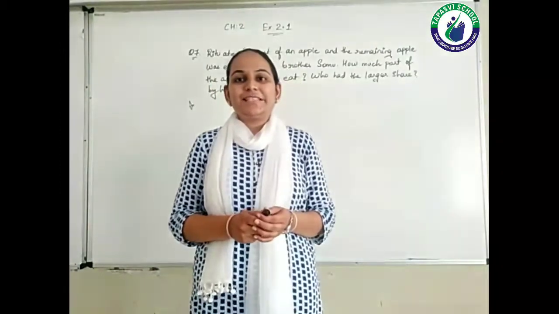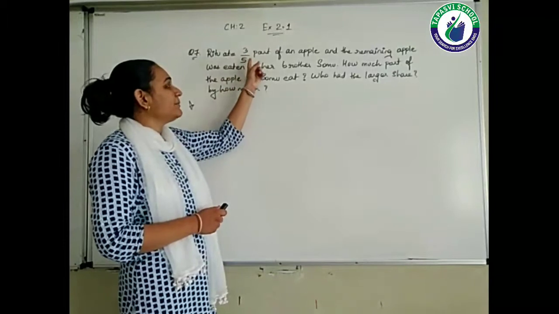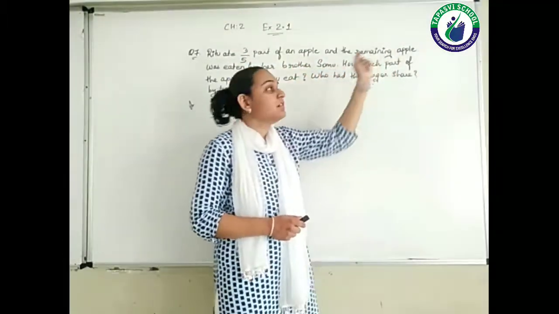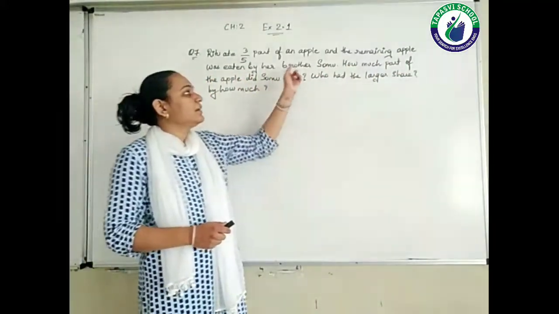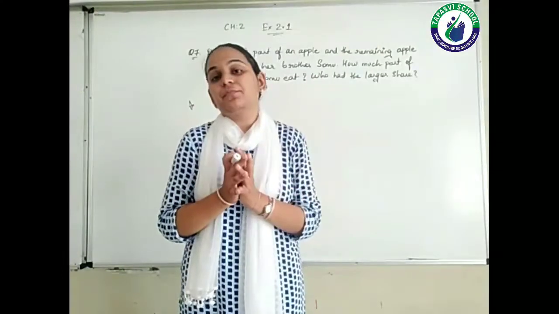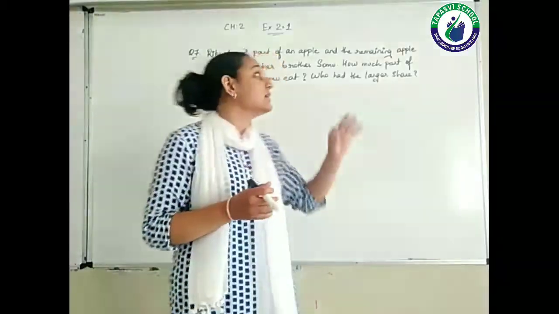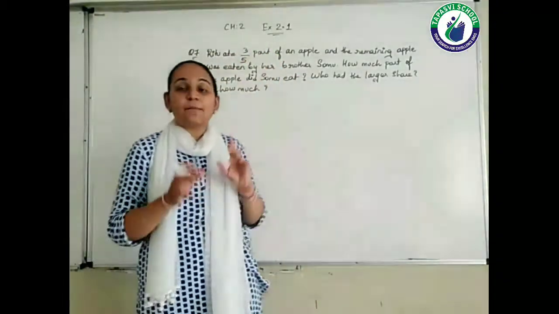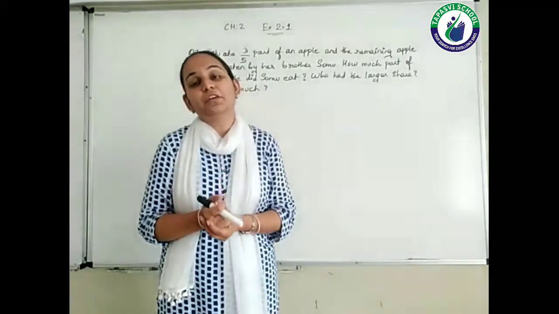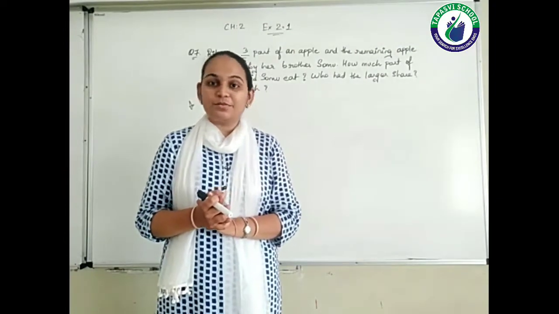Okay students, now let's see question number 7, that is Ritu ate 3 by 5 part of an apple, right? And the remaining apple was eaten by her brother Somu. That means if you consider the apple, the total is 5 pieces. Out of 5 pieces, Ritu is eating 3 by 5. That means 3 parts are eaten by Ritu, and the remaining part, that means 2 parts, are eaten by Somu.